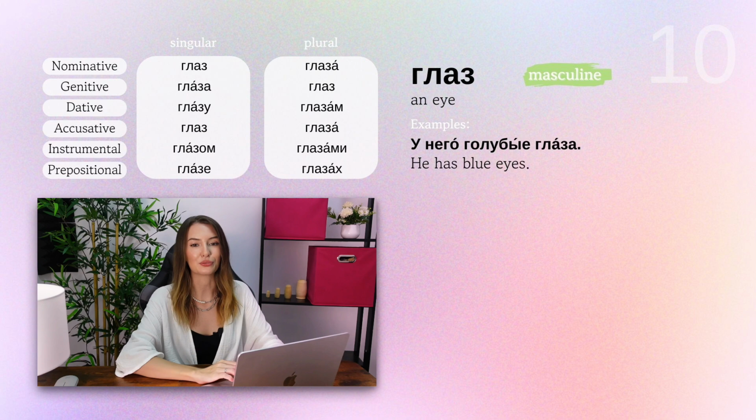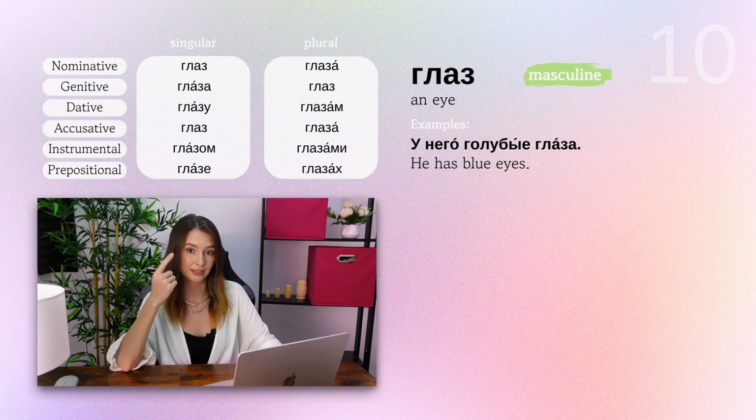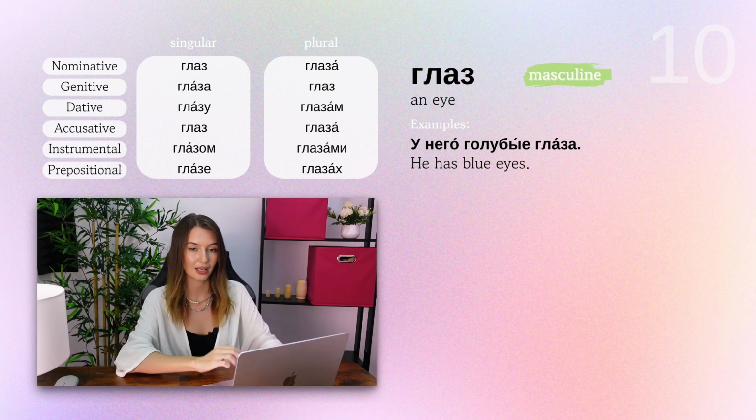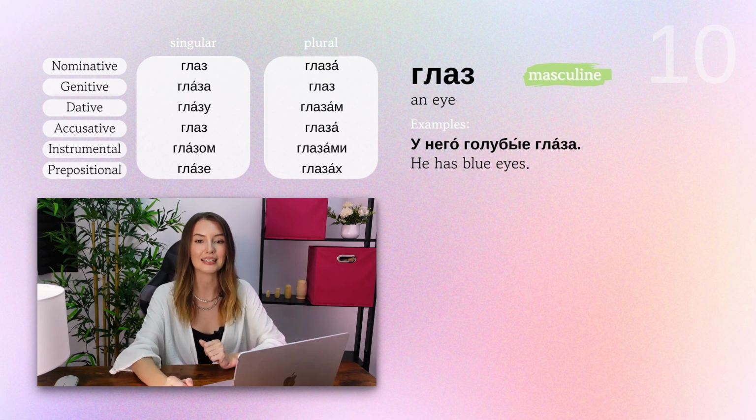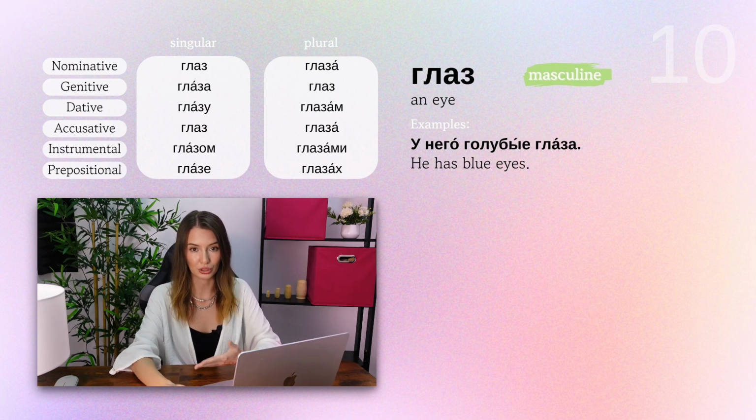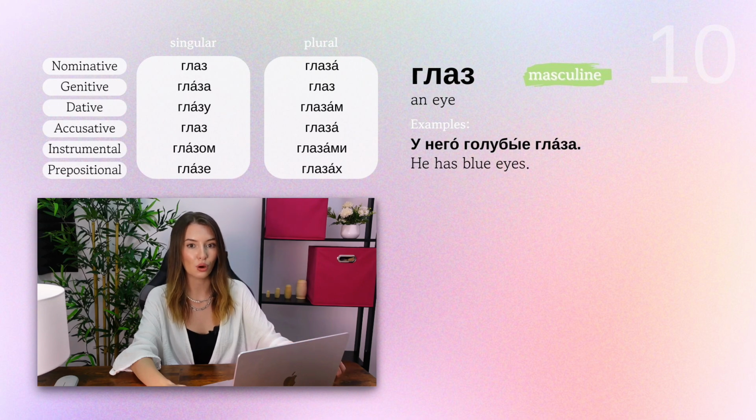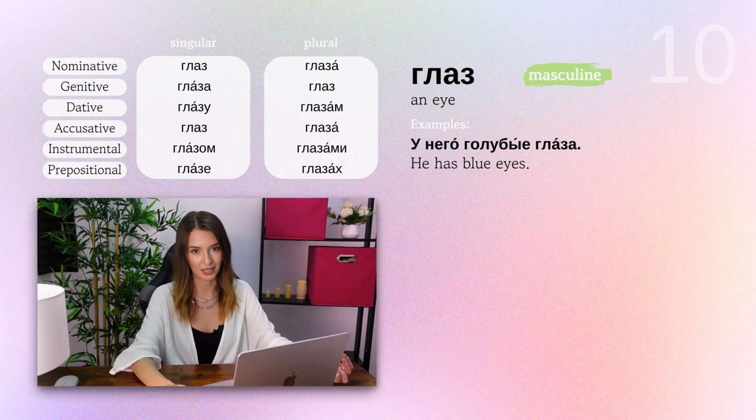And the last word for today is глаз. The voiced consonant z loses its quality at the end, so we pronounce the voiceless s. Глаз. The plural form is глаза. And of course, we often use this word in plural, especially while describing someone's appearance. For example, у него голубые глаза.